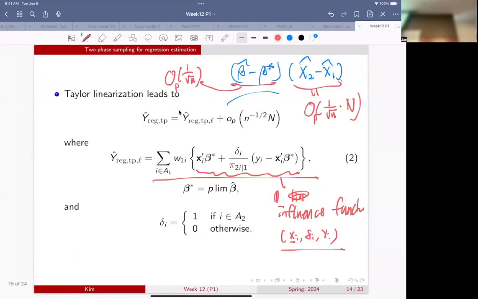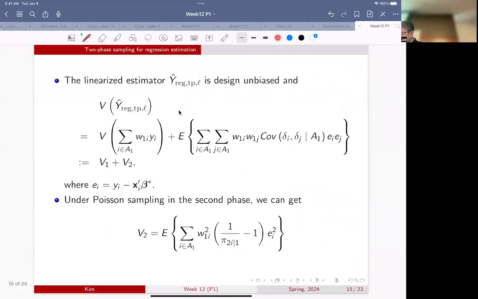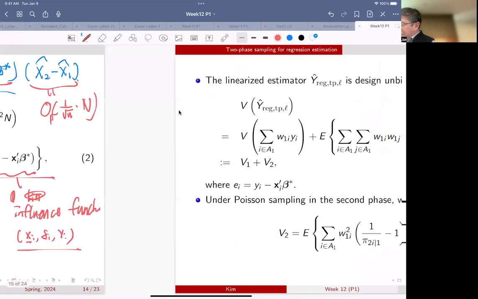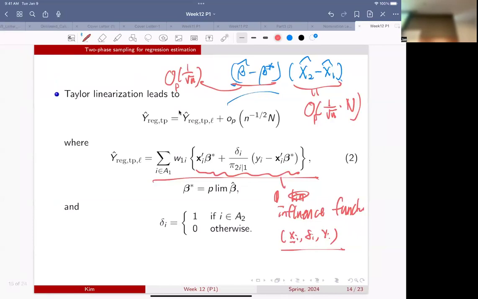So once you linearize, we are in a position to compute the mean and variance. Design unbiased is easy because if you take the expectation with respect to delta, then this guy cancels with this guy, and this guy cancels, and then this is just the Hurwitz-Thompson estimator. Then you take the expectation again for sample A, then you get design unbiased.